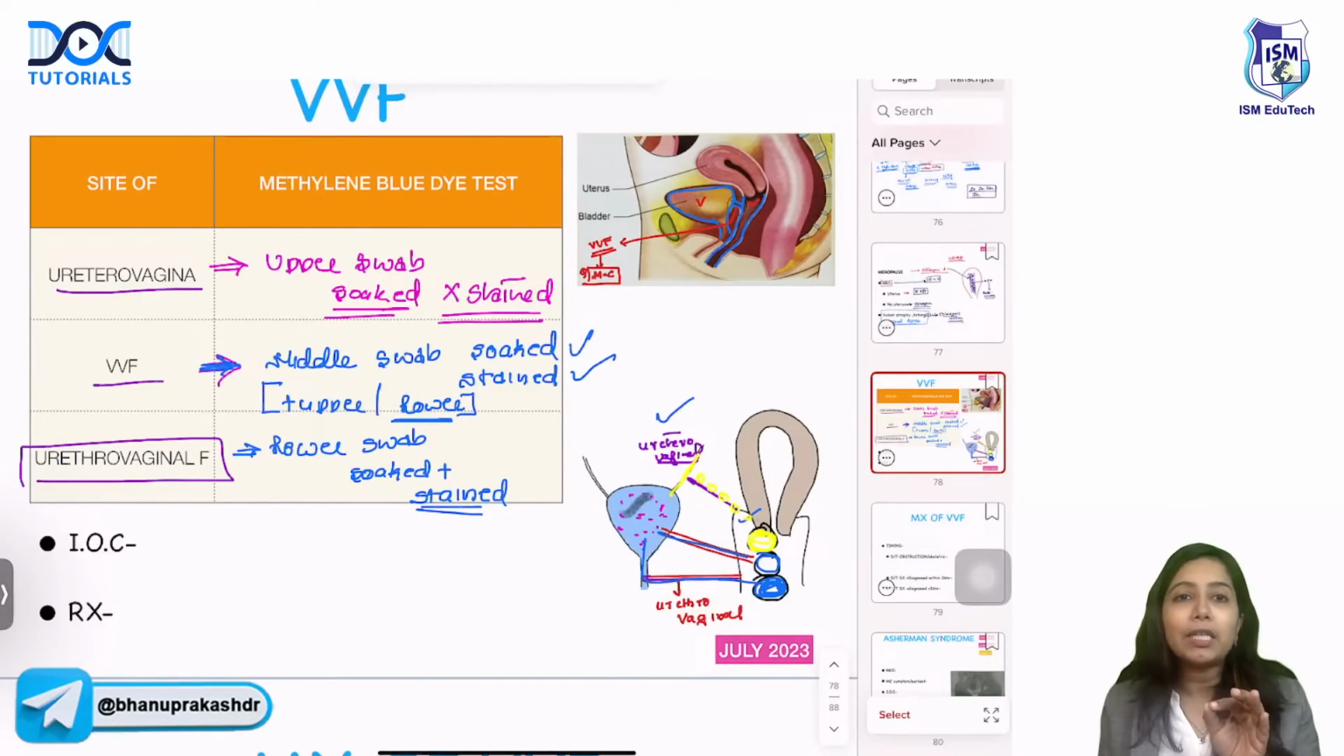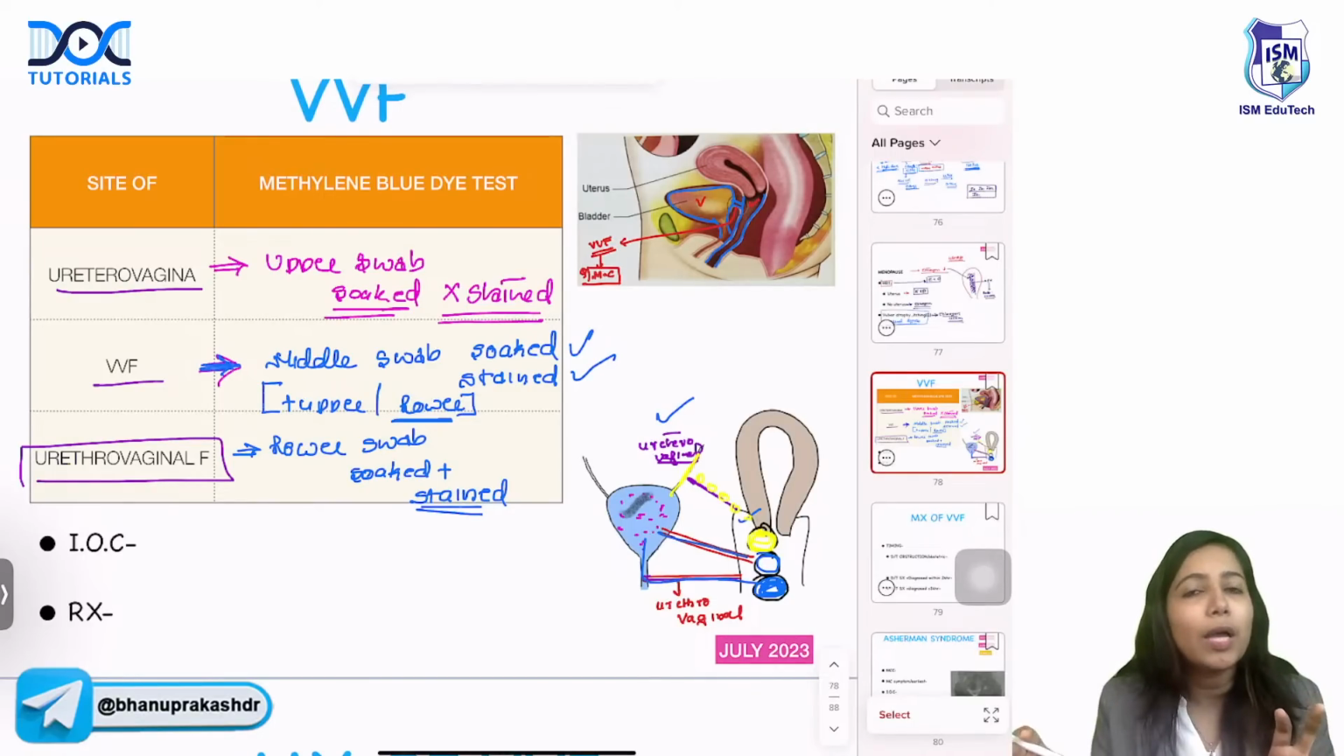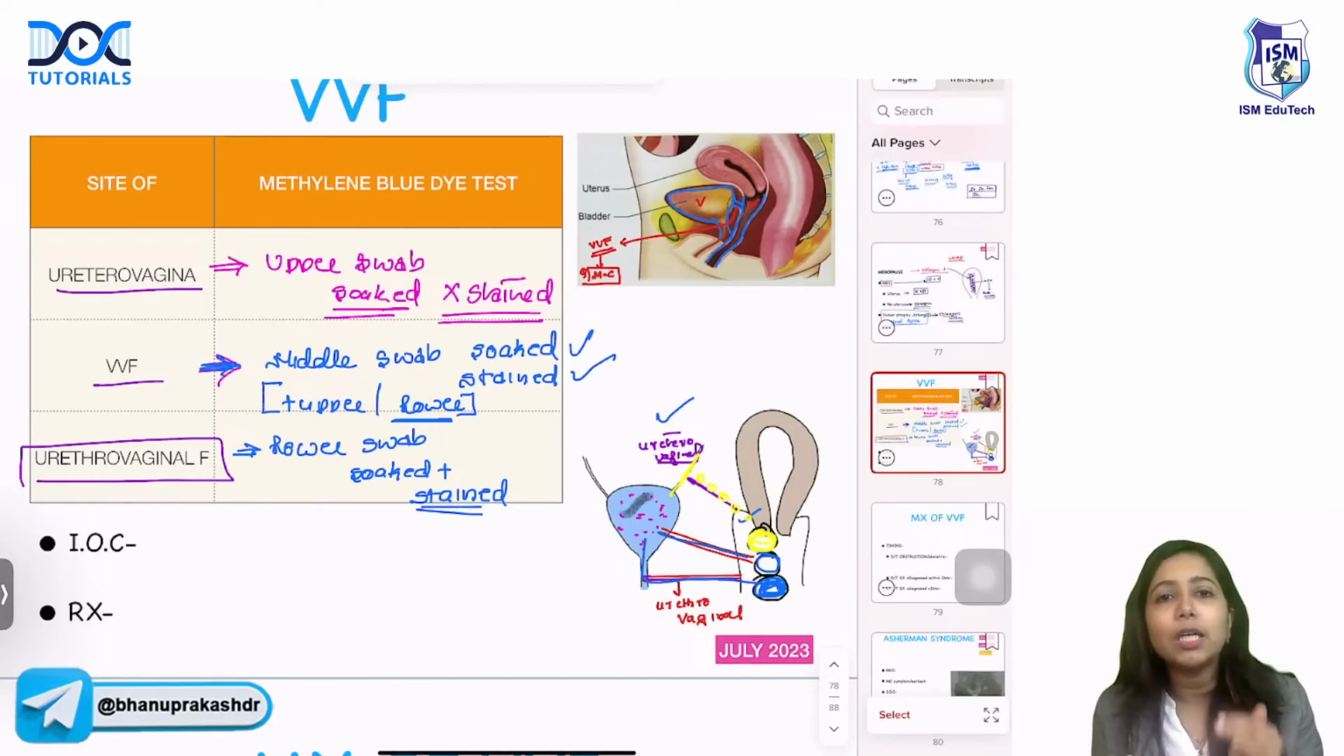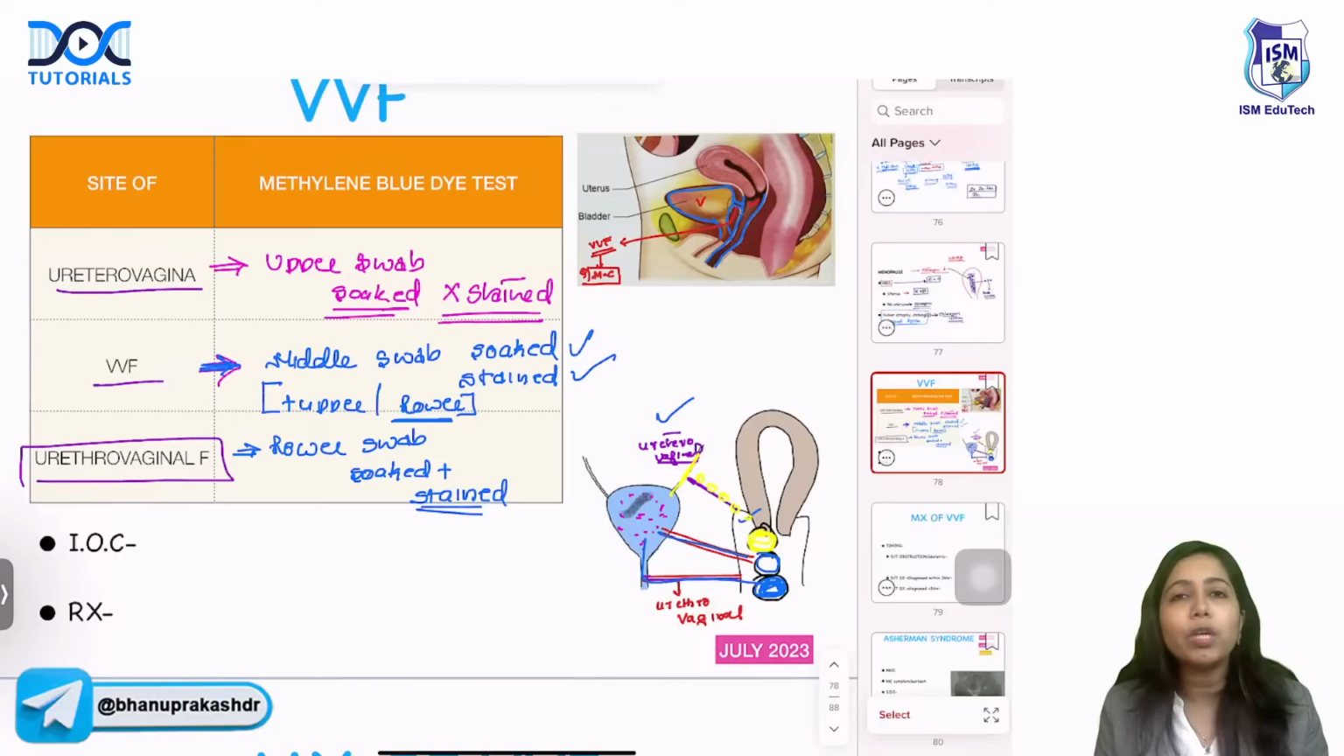So what are the key findings? It's very easy to differentiate. Uretero-vaginal: soaked, not stained. Urethro-vaginal: it is the lower one which is soaked and stained. VVF: usually the middle swab is soaked and stained, but even the lower and even the upper swab could also be soaked and stained. So you understand that this is not a definitive test, right? This is not the best test, or a test which we even perform commonly in OPD.